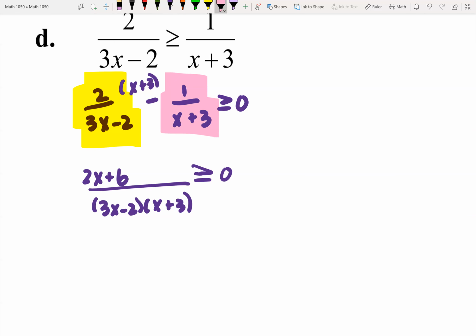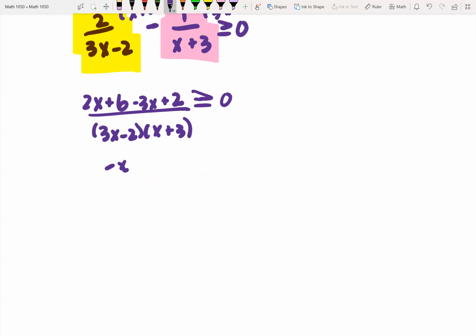Do this next guy. He's got the x plus 3. He's missing the 3x minus 2. Here's the big place people make mistakes. This negative is getting distributed. So guys, you're taking a negative and distributing it to 3x minus 2. That's going to give you a negative 3x plus 2. Some of you are leaving this as two separate fractions. When you get your common denominator, do not do that. Pull it all under 1. Okay? So when I simplify this, I get negative x plus 8 over 3x minus 2 times x plus 3 greater than or equal to 0.